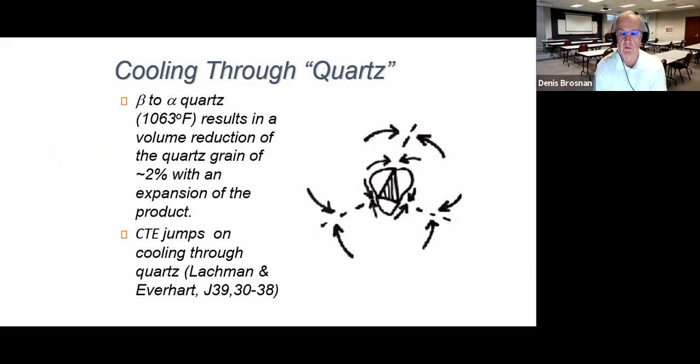So here's another very direct linkage between heating and cooling rates and the quality of the ceramic. So what's going on within the ceramic as a minor component, an accessory material, makes us alter our firing schedule in order to accommodate cooling through the quartz inversion.